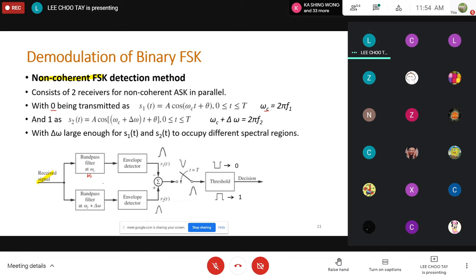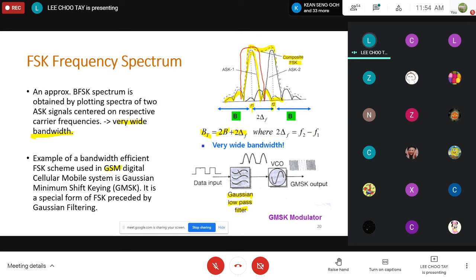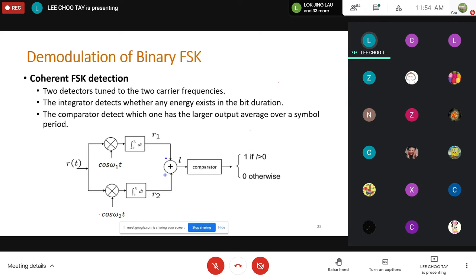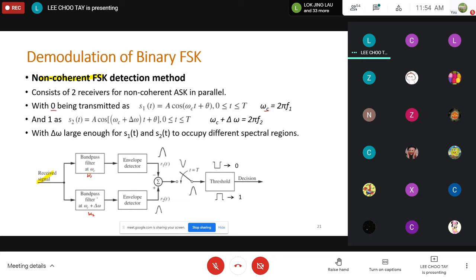And to recover binary one, basically now I transmit at a higher frequency, which is omega 2. So again, if I pass the signal through another bandpass filter here, this one centered at omega 2 or F2, then I can recover my binary one. This is my binary one.